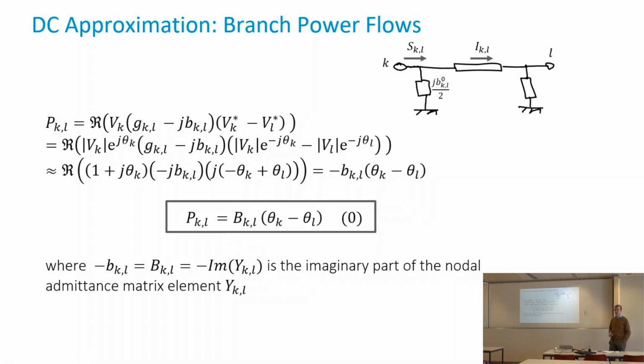This is the DC approximation here. It's very useful because it tells us that in an AC grid, a typical high voltage AC grid, the power flow is simply proportional to the angle difference. So we see that the thing that matters to know where power is flowing is the angles, the complex voltage angles here.